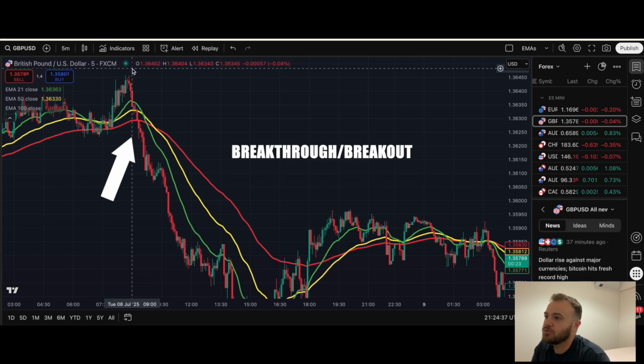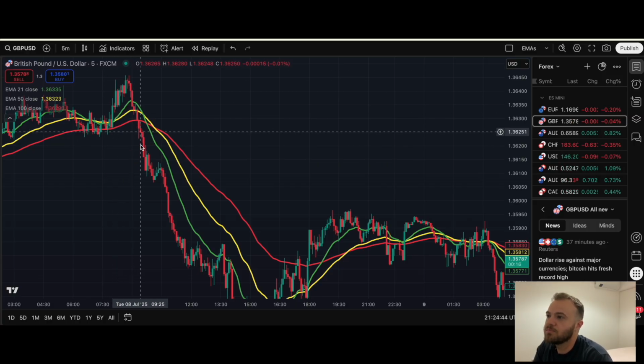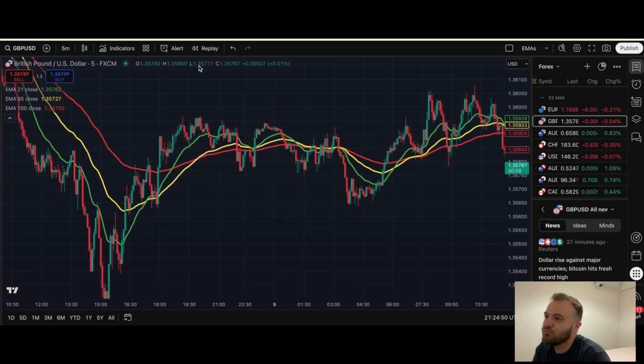When price broke through the 21, the 50, and the 100, that's a really intense change of direction, really intense trend change. You can see it happened here, boom. And you can see it happened here, boom. And then it consolidated for a while.